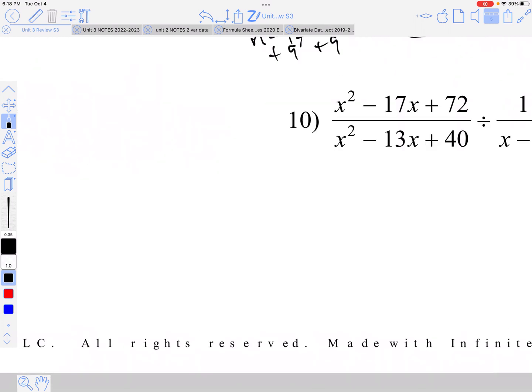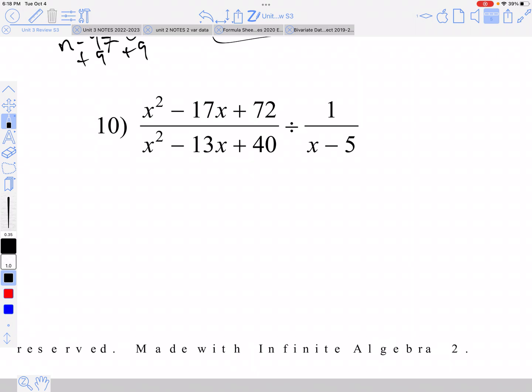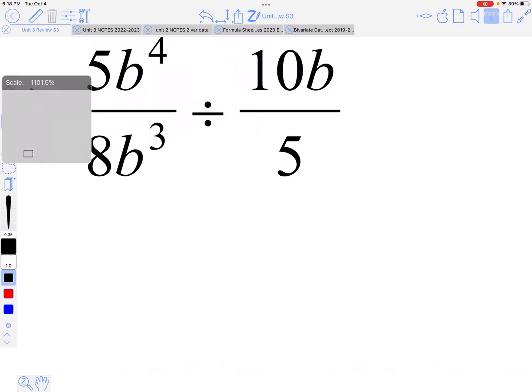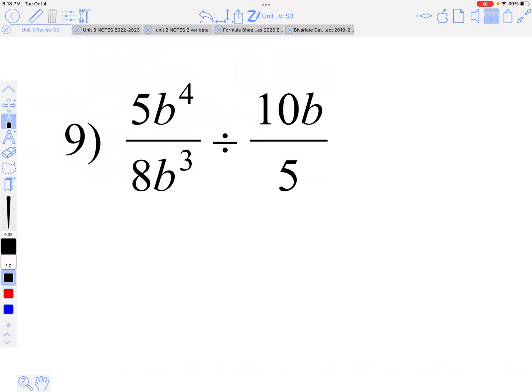Okay, I'll do 10 actually. No, I'll do 9. Yeah, I'll do 9. Okay, so the excluded values happen because you cannot divide by 0.